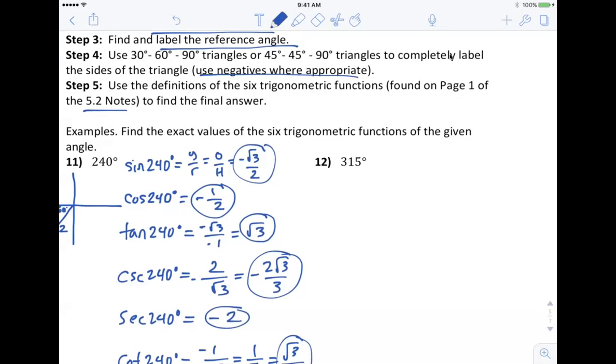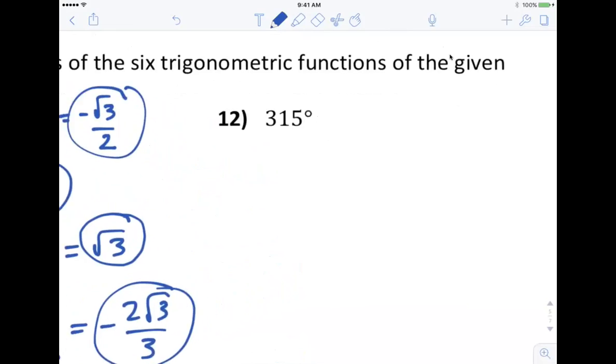Hey everyone, we're going to continue with 5.3. This is page 5. Going to try number 12. So if you have to find the 6 trig functions of an angle 315, follow along with those steps. First step is to draw it out and get that triangle drawn. So maybe I'll blow it up here a little bit.